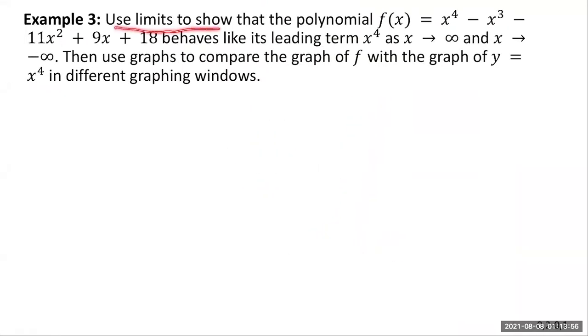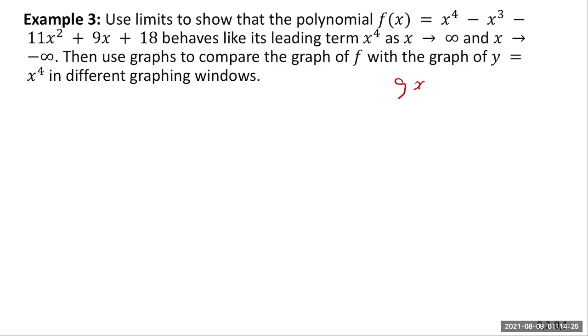Use limits to show that the polynomial f of x is equal to x to the power 4 minus x cubed minus 11x squared plus 9x plus 18 behaves like the leading term x to the power 4 as x approaches infinity and as x approaches minus infinity. Then we are asked to use the graph to compare this result. So what does that ask us to do really?